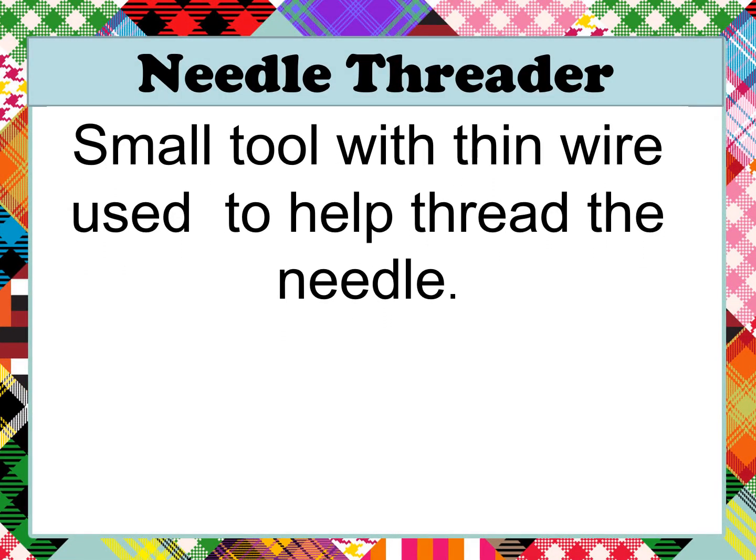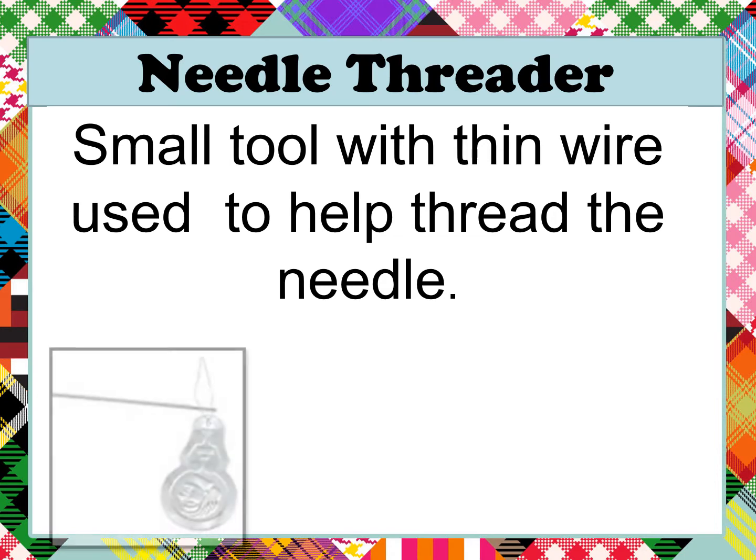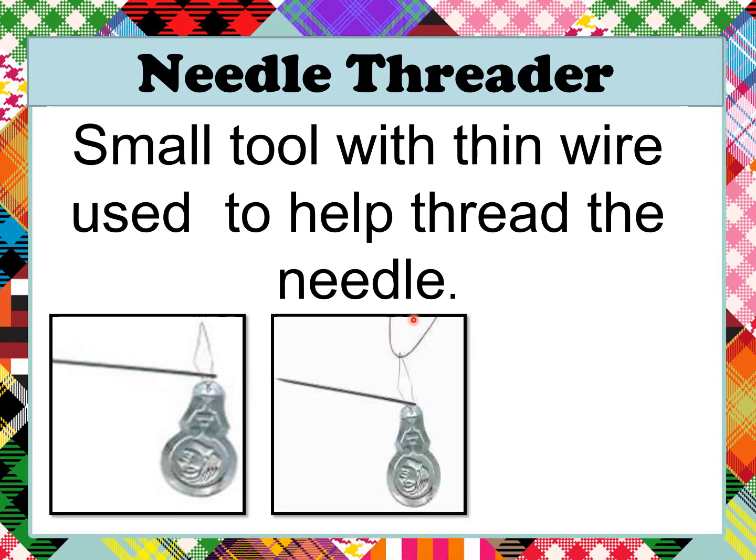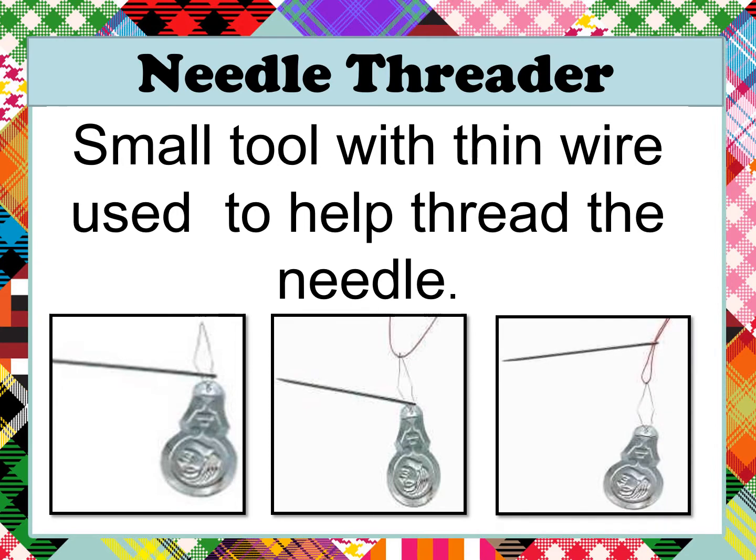Needle threaders. They are small tools with thin wires used to help thread the needle. You can observe from the diagram here. First, you put the threader through the needle. Then you would put the thread through the loop of the threader. Then you will pull the threader through the needle and the thread will follow. A very easy way to thread the needle, especially for those who have eye problems.